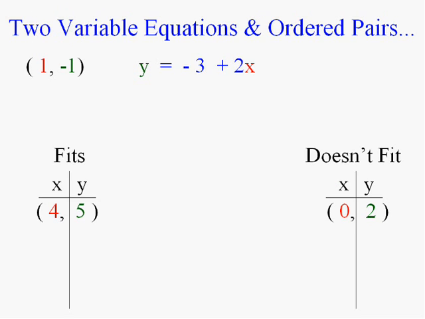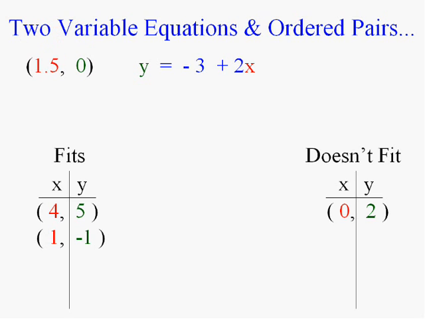How about 1, negative 1? Let's put a 1 in for X and a negative 1 in for Y. Well, let's see. 2 times 1 is 2, plus negative 3. I'm working backwards. 2 plus negative 3 does equal negative 1. So it works. Hey, this is great. Put it in the good pile.